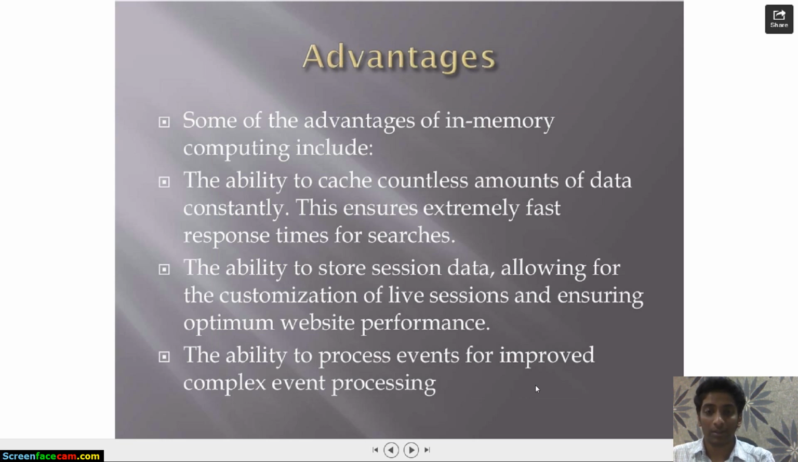So coming to the advantages, some of the advantages of in-memory computing include the ability to cache countless amounts of data constantly. This ensures extremely fast response times for searches. As we discussed before, the search time is drastically reduced because of in-memory computing. Again, we'll see how this is happening in the coming slides. The ability to store session data, allowing for the customization of live sessions and ensuring optimum website performance. So the ability to process events for improved complex event processing.